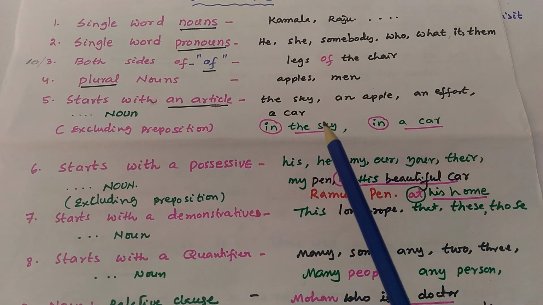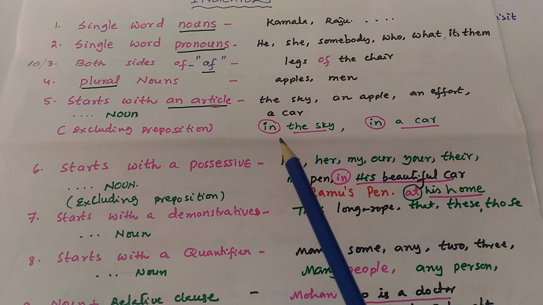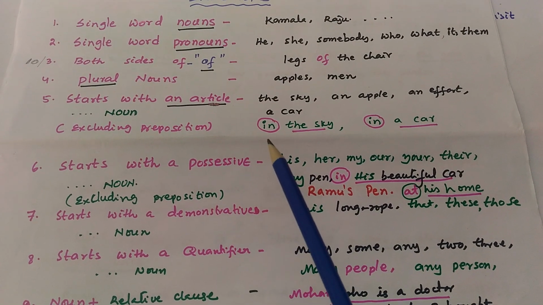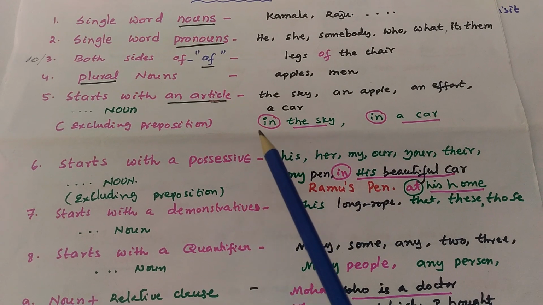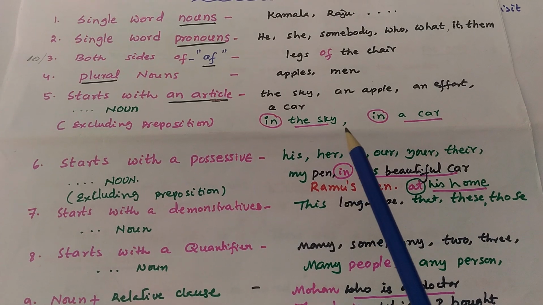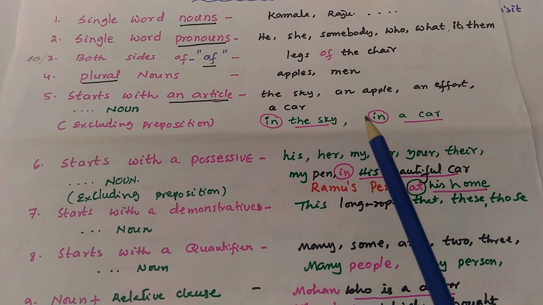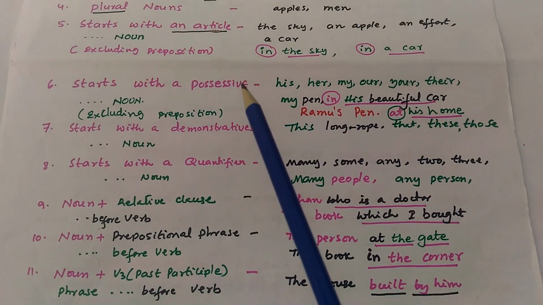Very often we find this noun phrase with an article comes with a preposition, but the preposition is to be excluded. If the preposition is included, it is called a prepositional phrase. If the preposition is excluded, then the sky is called a noun phrase, like that. In a car is a prepositional phrase. Excluding in, a car is called a noun phrase, like that.